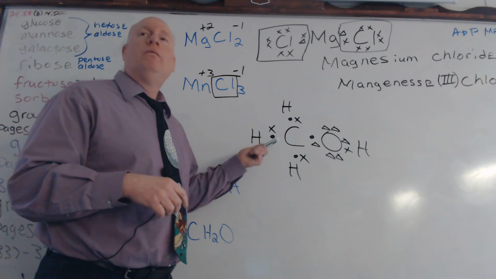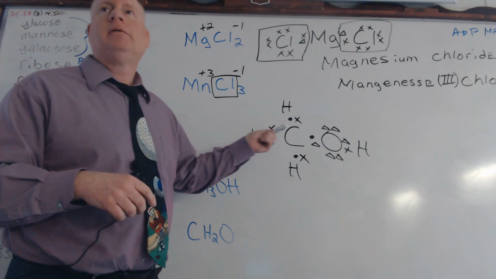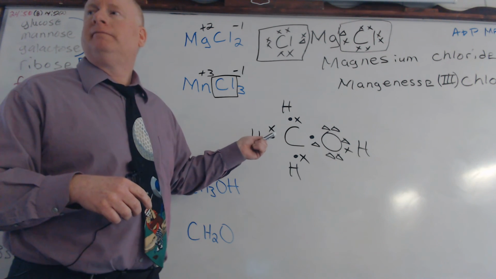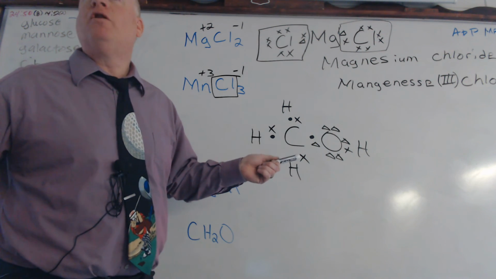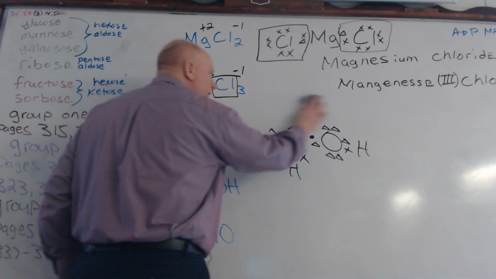So, what type of bond is this? Why is it a covalent bond? Because it has no metals in it. So therefore, we refer to that as covalently bonded. Okay.